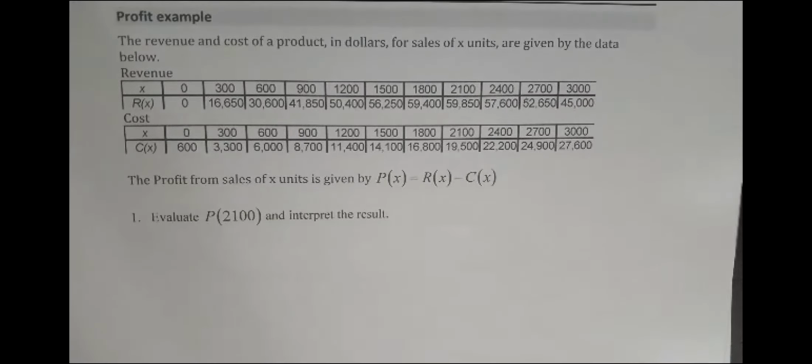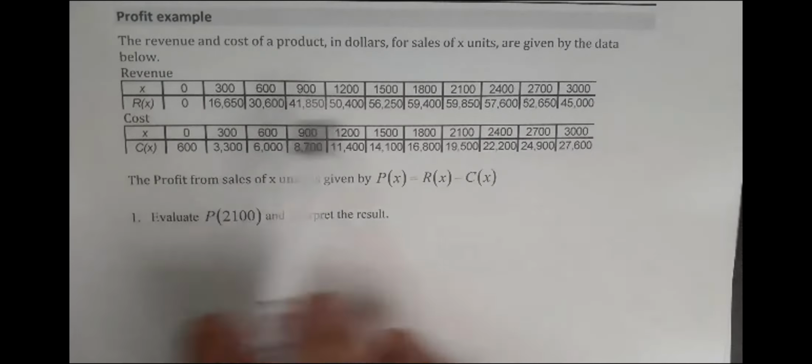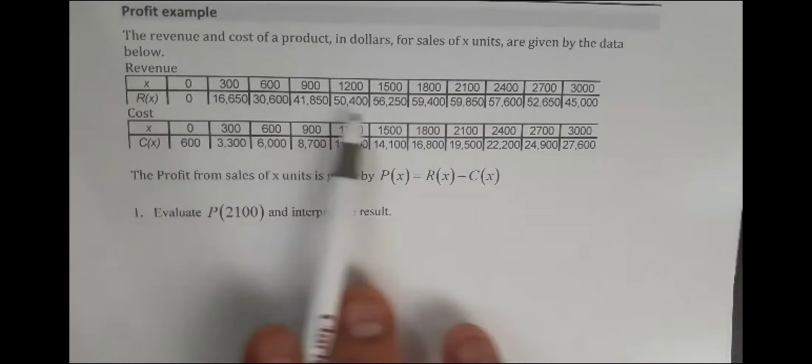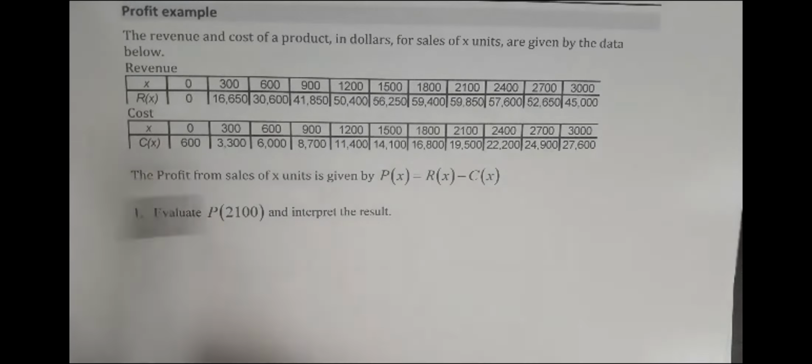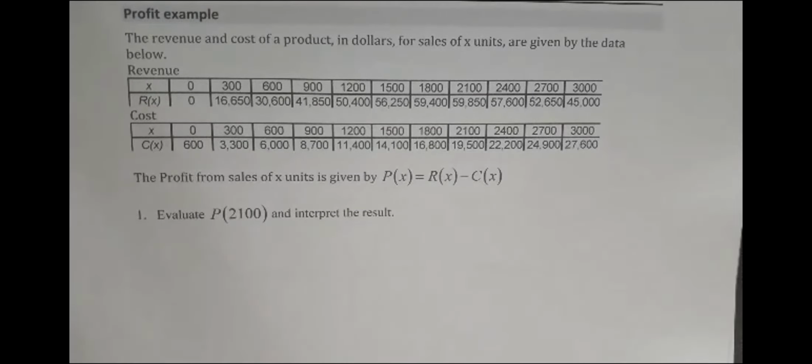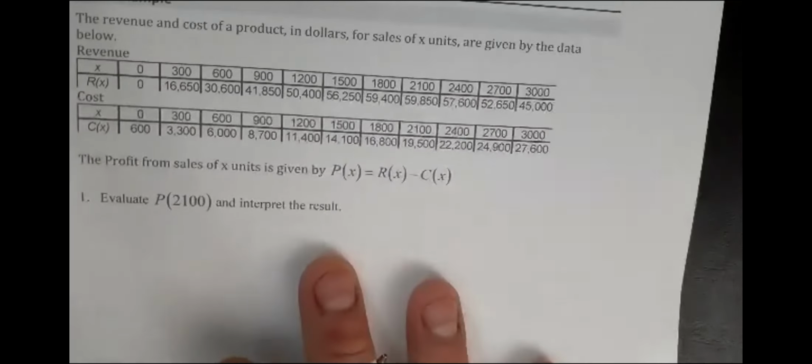So a word problem. The revenue and cost of a product in dollars for sales of X units are given by the data below. We see X is the number of units, R is the revenue in dollars. Here X is the number of units and C is the cost in dollars. So they give us two functions and two tables. They ask about the profit from the sales of X units, given by P of X equals R of X minus C of X. And they want us to evaluate P of 2100 and interpret the results.